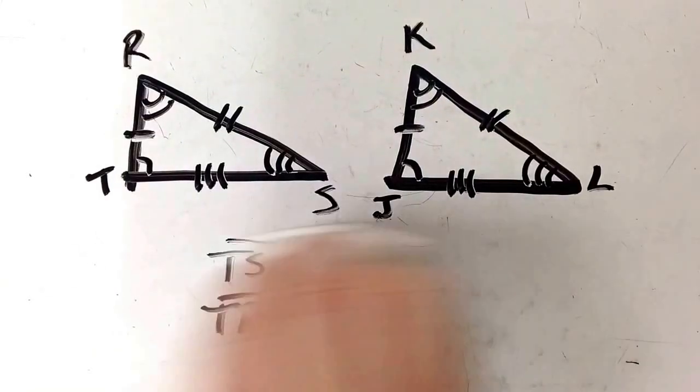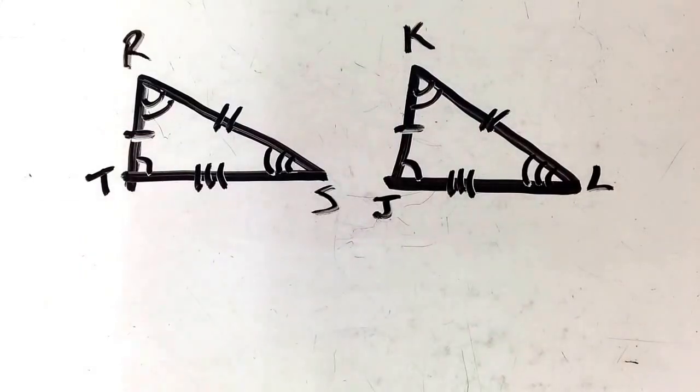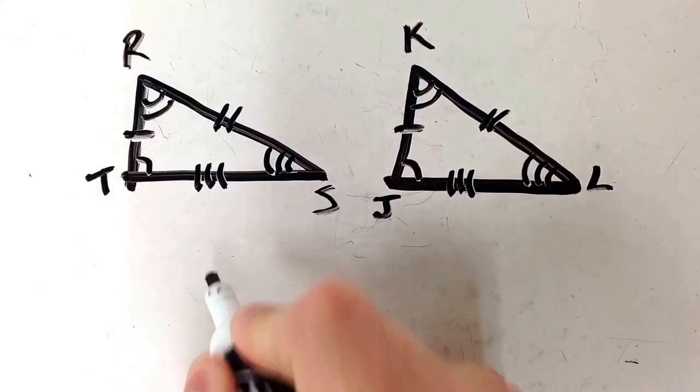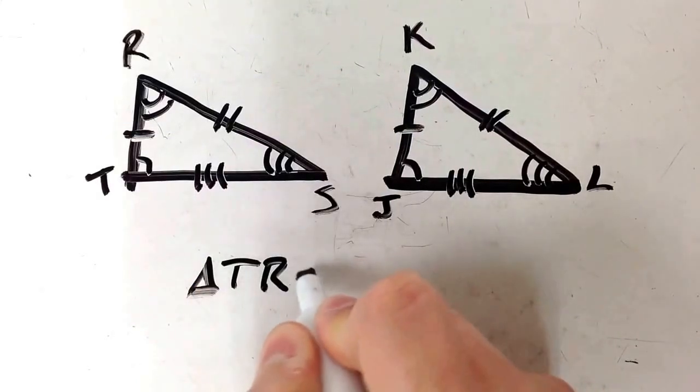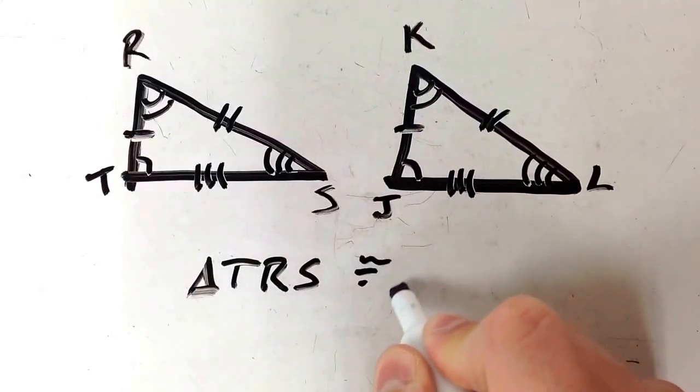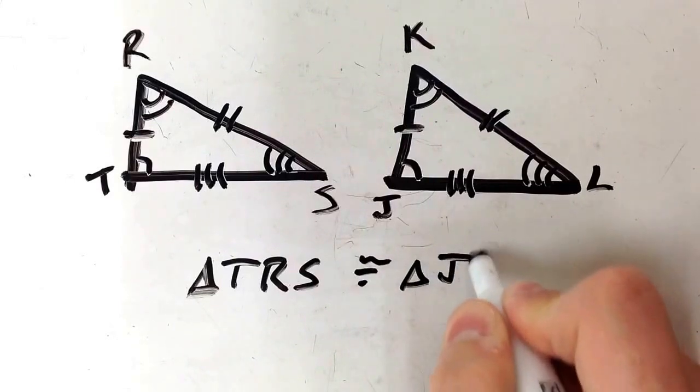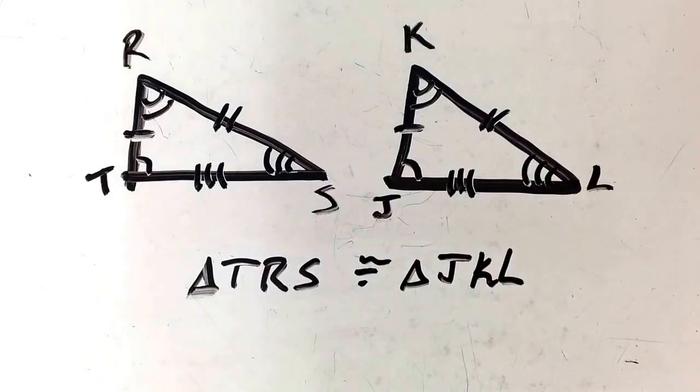Ultimately, what I would want to be able to do is say, overall, are these triangles equal to one another? And yes, they are, and we'll get into that in just a second, but I would say triangle TRS is congruent to triangle JKL.